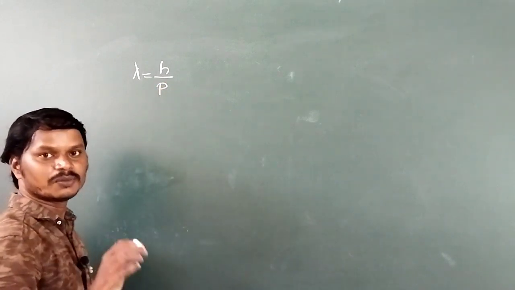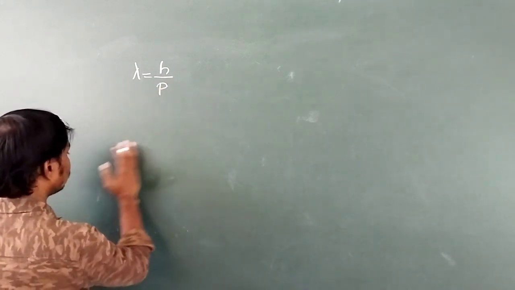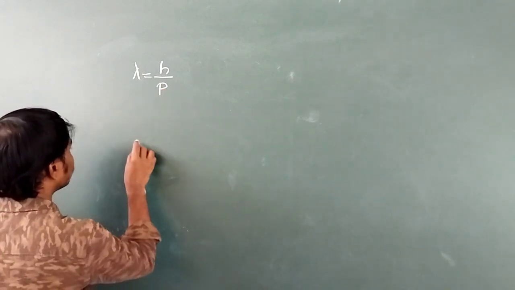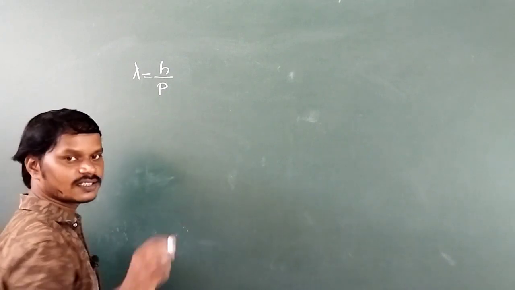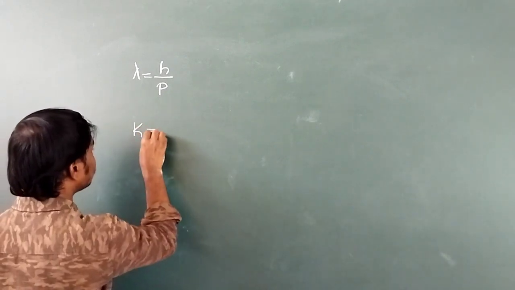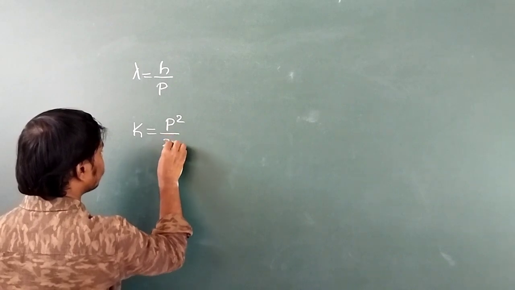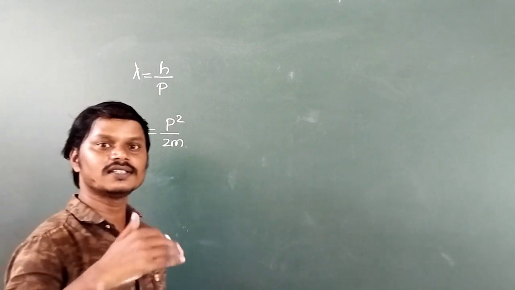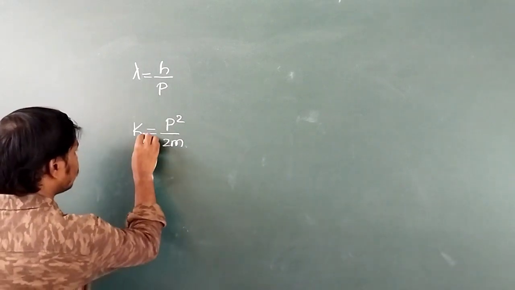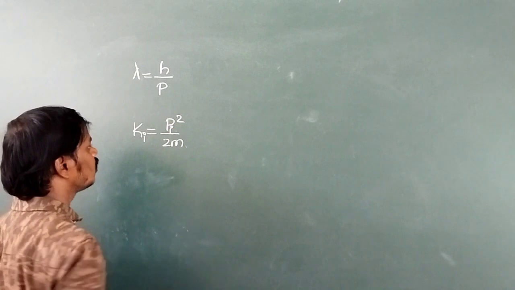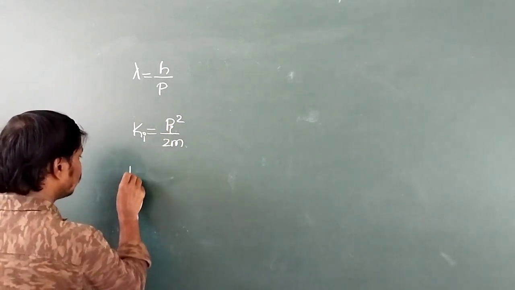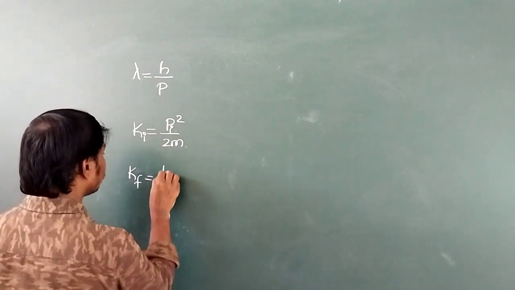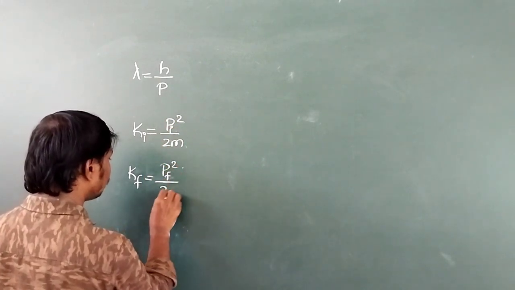What is p here? P is the momentum of the particle. So first we have to find the momentum of the particle. What is the relation between kinetic energy and momentum? That is k is equal to p square by 2m. Now it is the initial kinetic energy and the initial momentum. If the kinetic energy is increased 4 times, then what is the momentum we have to find? That is pf square divided by 2m.